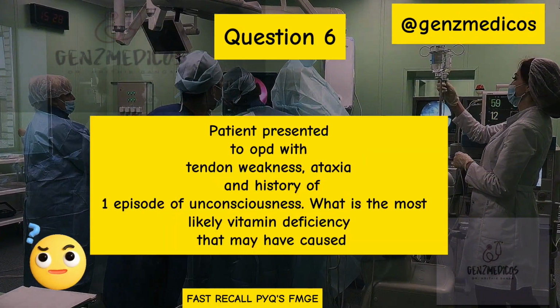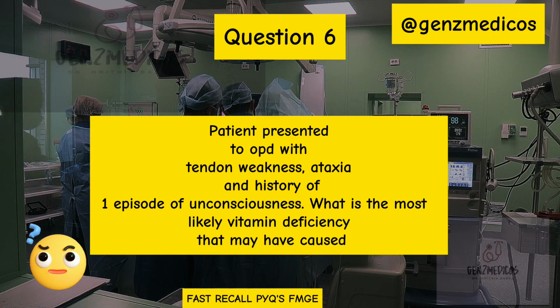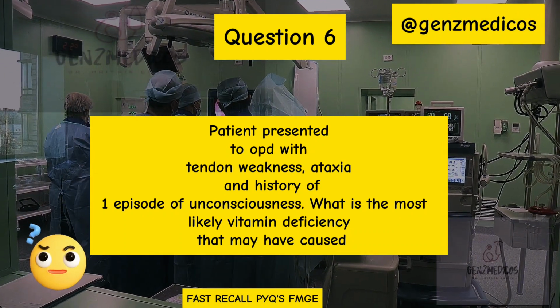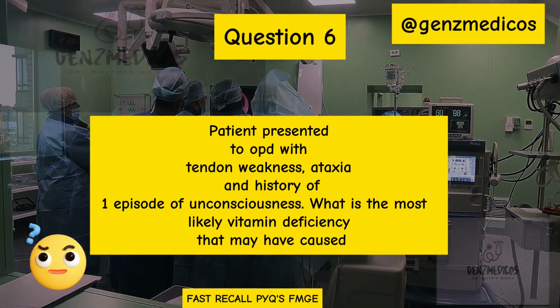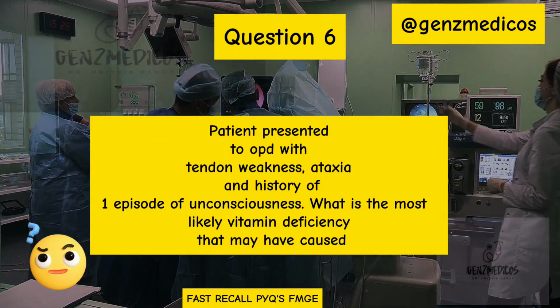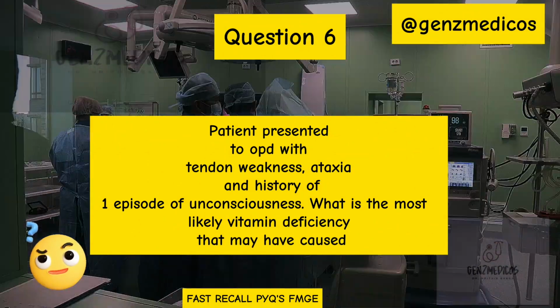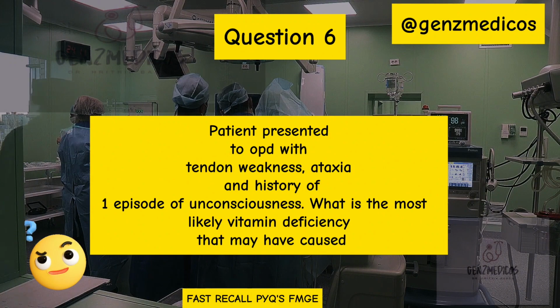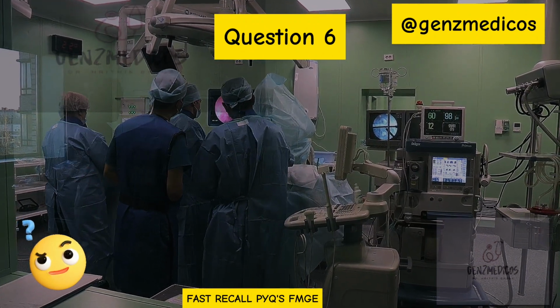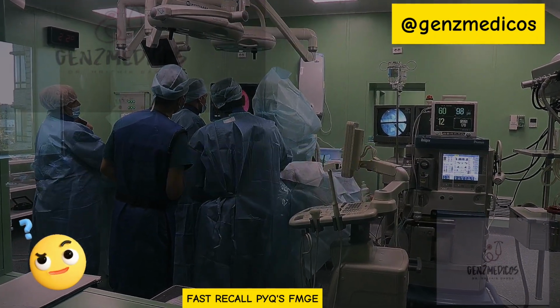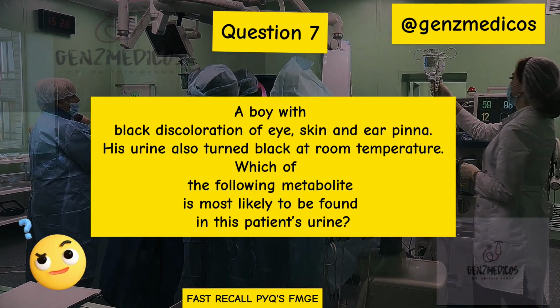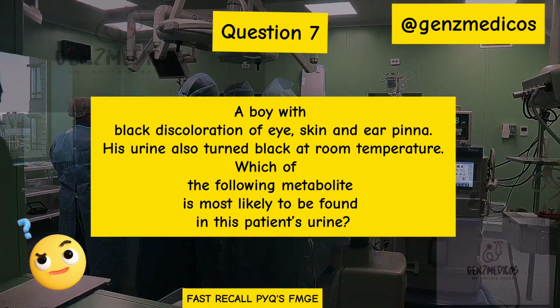Which of the following would inhibit complex 4 of electron transport chain? Cyanide. Patient presented to OPD with tendon weakness, ataxia, and history of 1 episode of unconsciousness. What is the most likely vitamin deficiency that may have caused this? Thiamine deficiency.